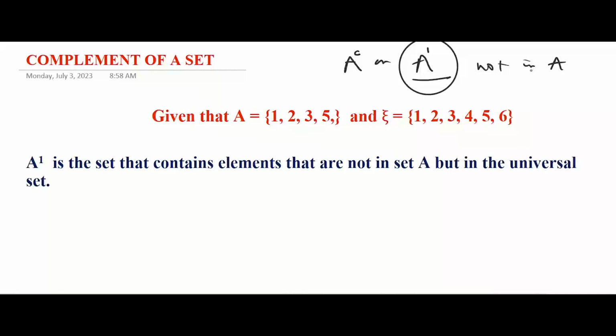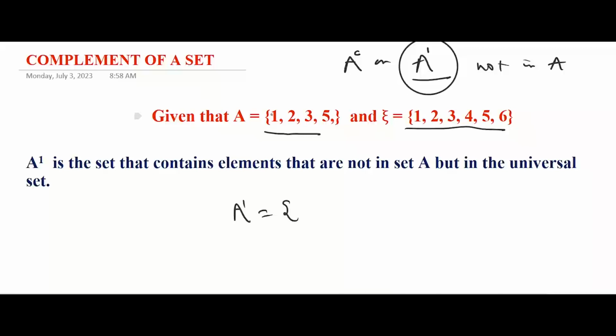So if it is not in set A, then where will it be? Then it will be in the universal set. So that means we can say A complement is the set that contains elements that are not in set A but in the universal set. So look at this example here. We are given set A to be this, and we are given the universal set to be this. So A complement now will be all the elements that are not in A but are in the universal set.